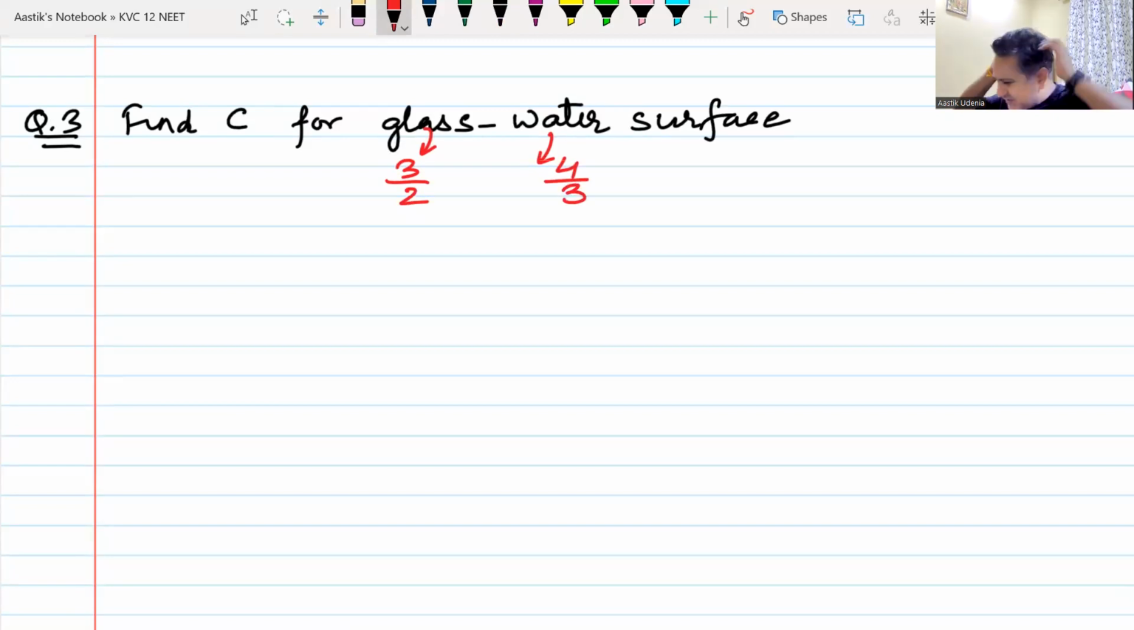Which is the denser medium? Which is the rarer medium? Glass is denser, since 3/2 is greater than 4/3, and water is rarer. Okay. Can I have the answer, please?